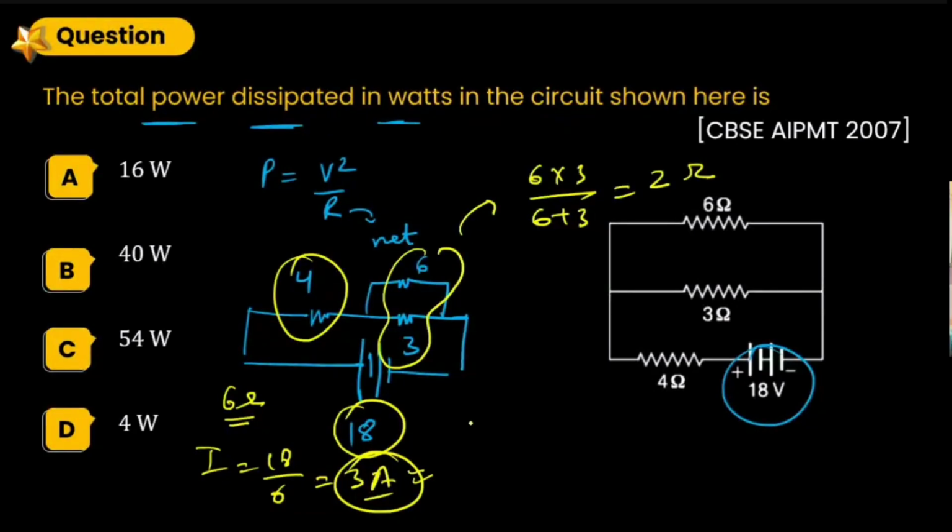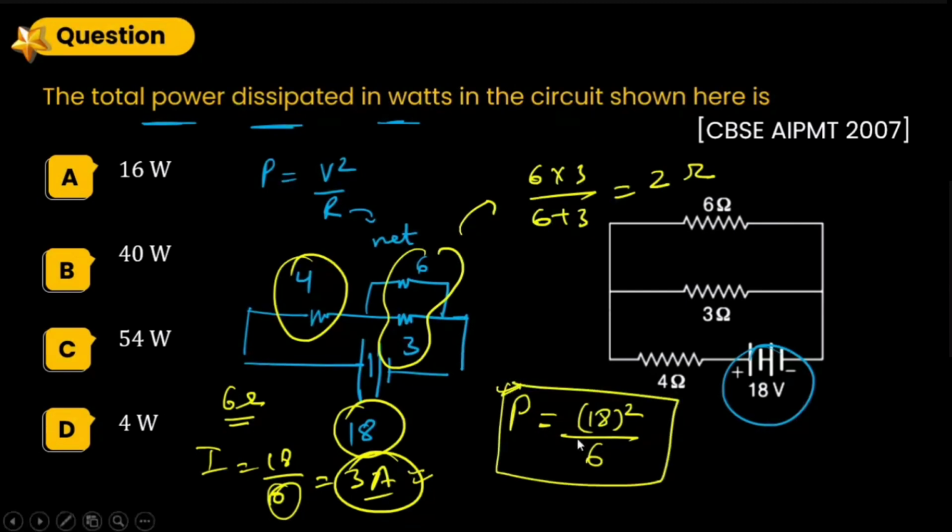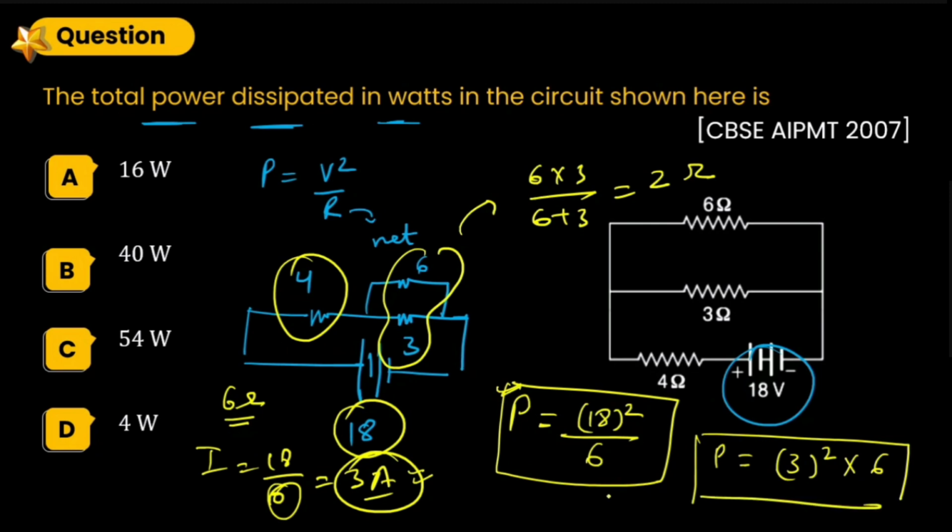We can calculate the power now. Power is going to be V square by R. V is 18, squared, by R. R is the net resistance of 6. So either you can use this relation, or you can use I square R. So I is 3 squared and R is 6. These two values are supposed to be the same.